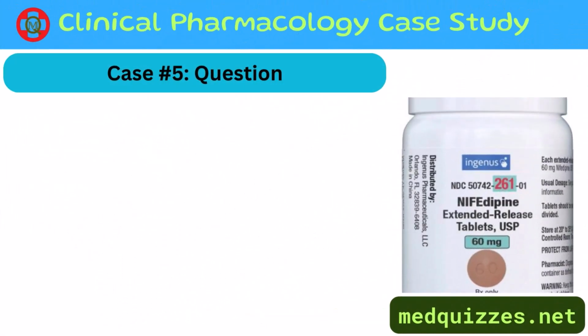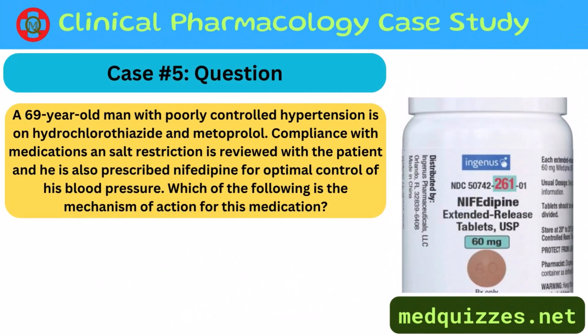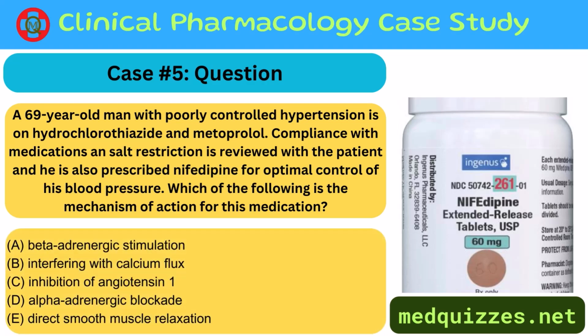Case number 5. A 69-year-old man with poorly controlled hypertension is on hydrochlorothiazide and metoprolol. Compliance with medications and salt restriction is reviewed with the patient, and he is also prescribed nifedipine for optimal control of his blood pressure. Which of the following is the mechanism of action for this medication? A. Beta-adrenergic stimulation. B. Interfering with calcium flux. C. Inhibition of angiotensin 1. D. Alpha-adrenergic blockade. E. Direct smooth muscle relaxation.